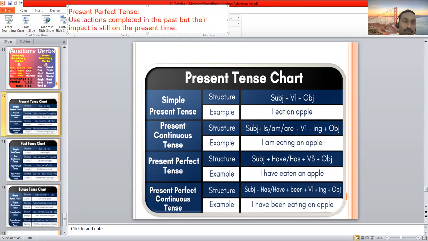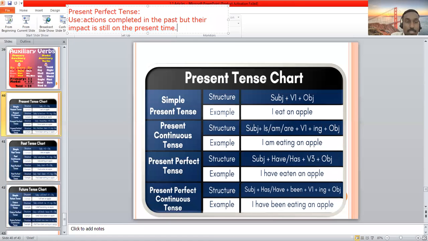What kind of actions? They are completed. So there might be a question in your mind: if actions are completed, they should be in the past. Why are they in present? But very important, why? Their impact is there, their influence is there. So therefore they are in present perfect tense.